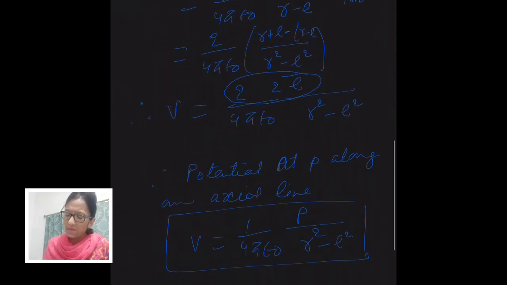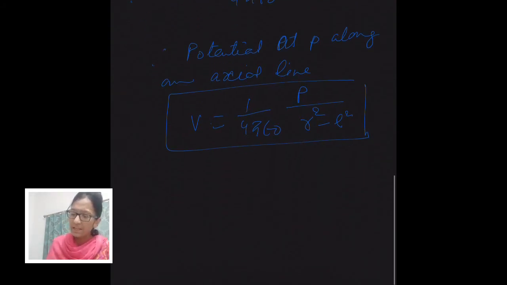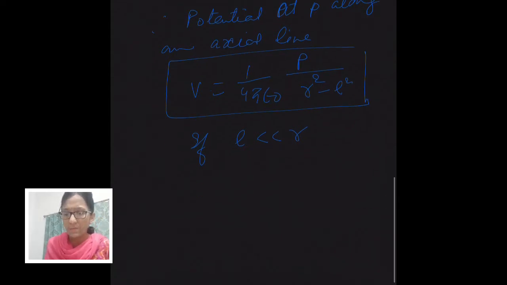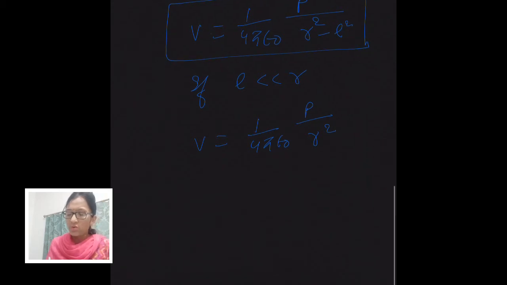Suppose the length of the dipole is very small. A dipole used to be very small in length. So if L is very small compared to r, then we can neglect L. So V becomes equal to 1 upon 4 pi epsilon naught P upon r square. So this is one way to represent potential at an axial point.